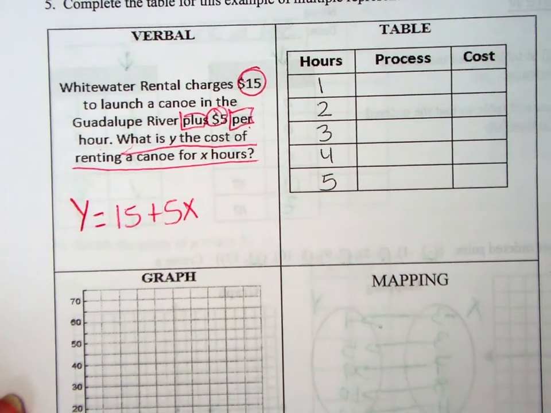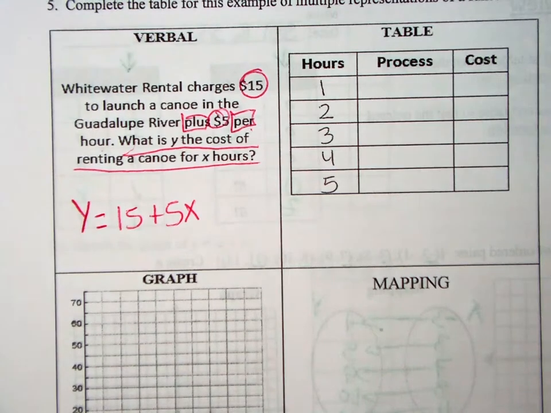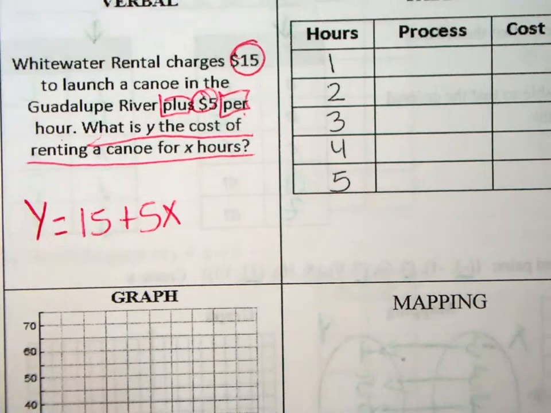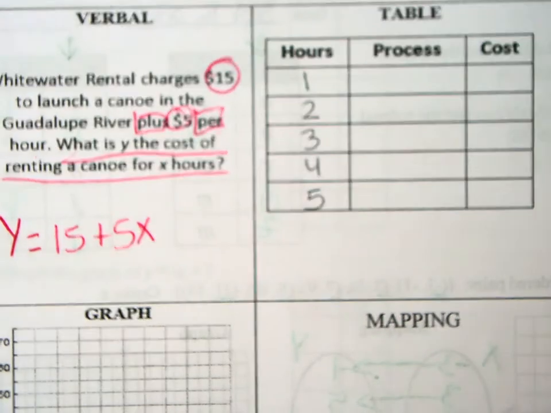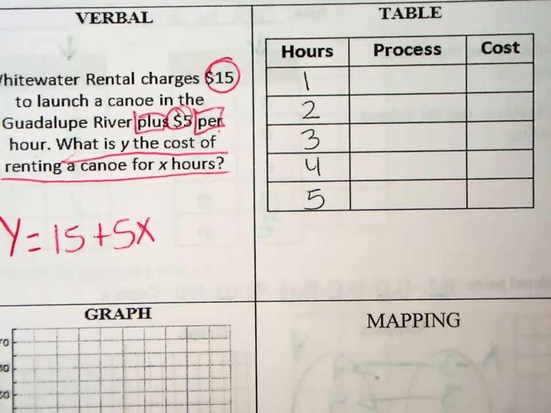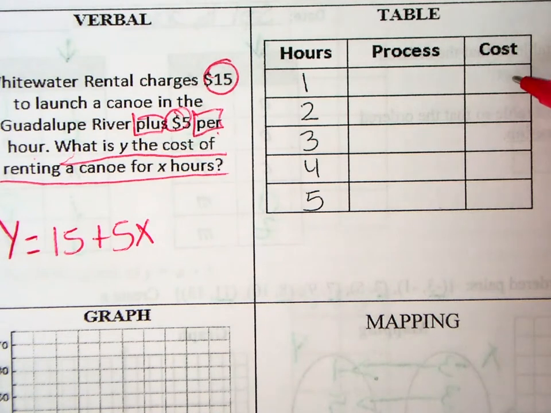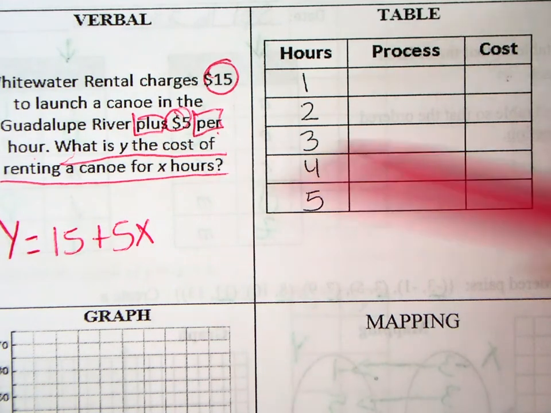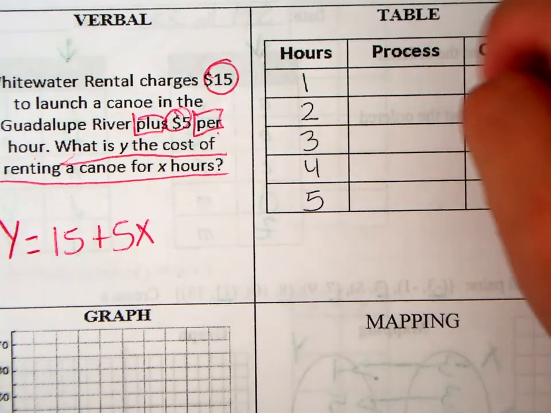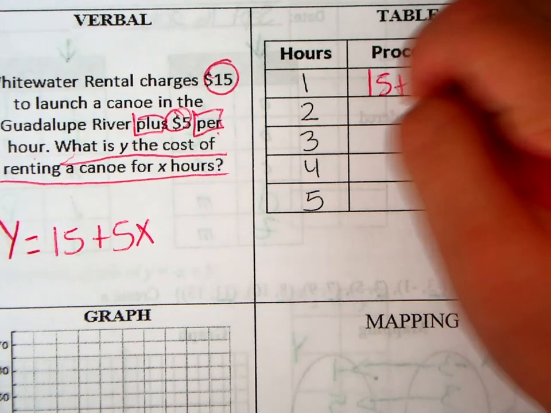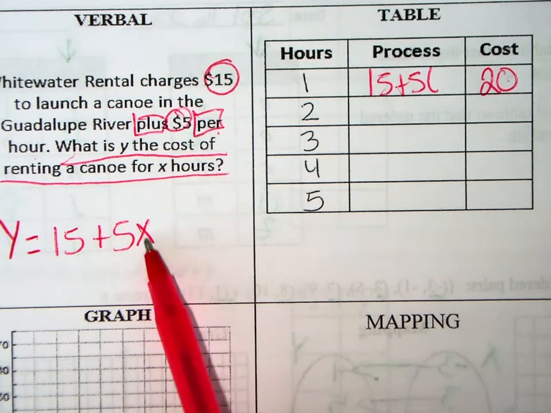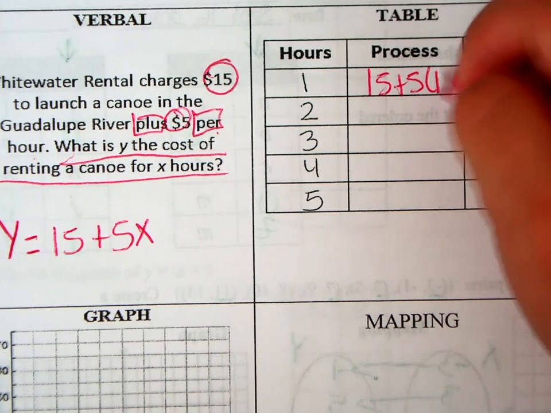I'm going to zoom in just a little bit here. There we go. Now for process, they want us to show our work how we're going to get the cost. So for 1 hour, how much would it cost? $20. So how'd you get that? 15 plus 5. But how many hours? 1. So we multiply 5 times 1, which is just 5.